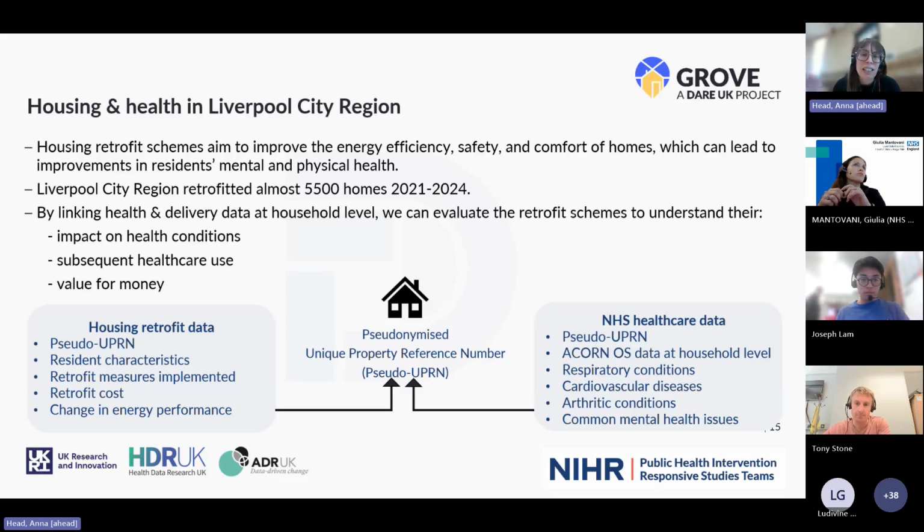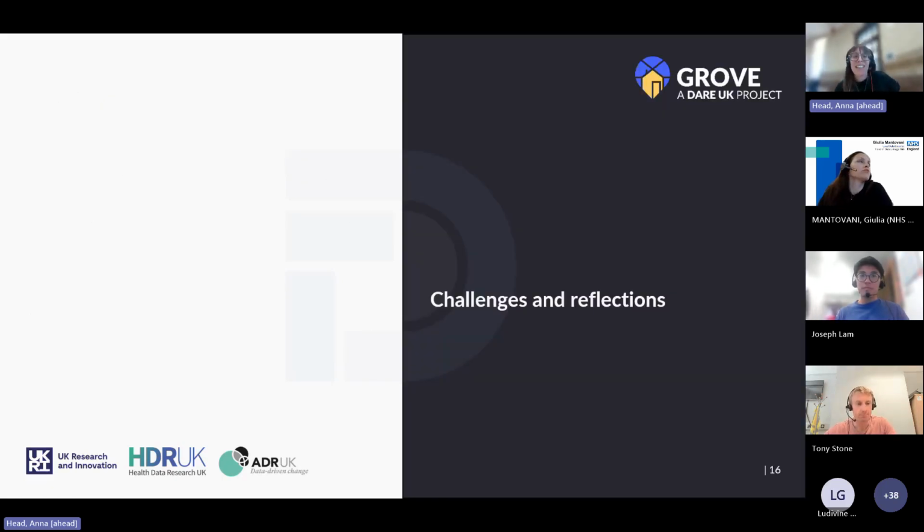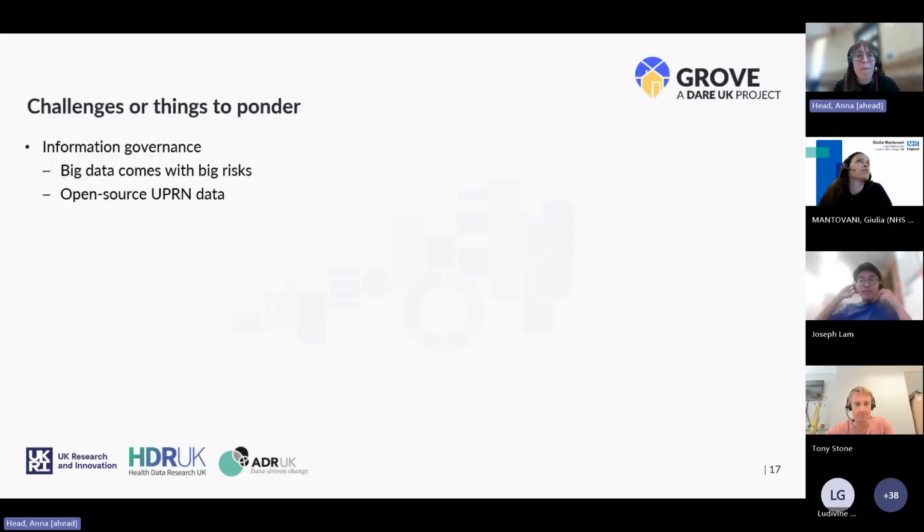And these were linked at UPRN level to health data, which we're going to be using in a quasi-experimental analysis to look at the impact of the retrofit on health conditions, subsequent healthcare use, and value for money. So these are just 2 quick examples of the sorts of projects we're using UPRN metrics in.